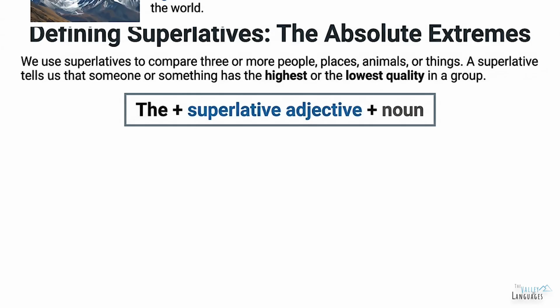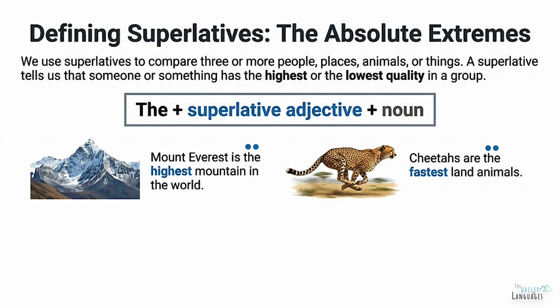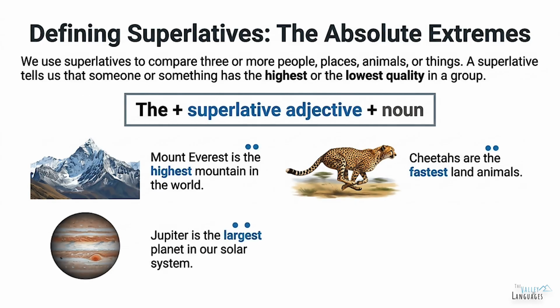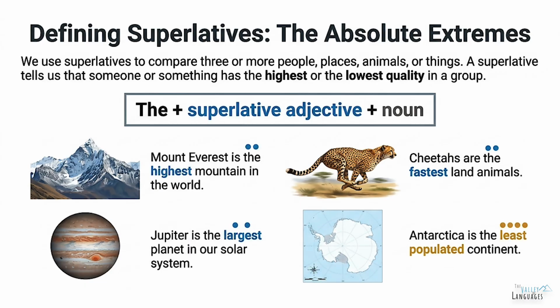Take Mount Everest, for instance. Mount Everest is the highest mountain in the world. Or think about the cheetah. Cheetahs are the fastest land animals. Jupiter is the largest planet in our solar system, and Antarctica is the least populated continent. In every single one of these cases, we're pointing to the absolute limit.